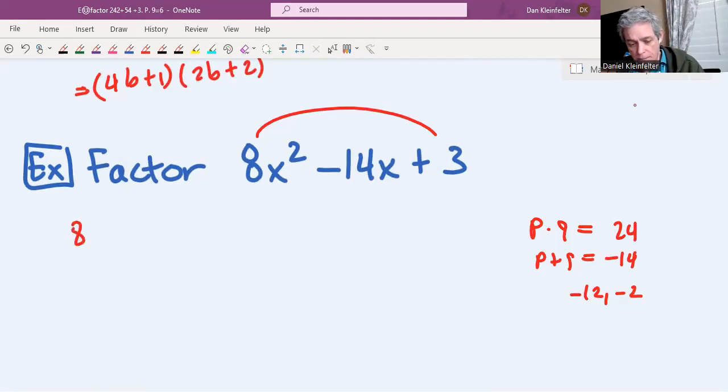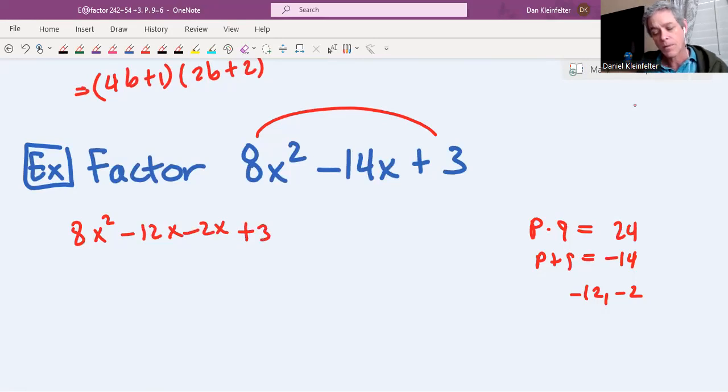So I'm going to split up the middle term. We've got 8x squared minus 12x minus 2x plus 3. Okay, now our first two terms have a common factor of 4x. Let's bring that out. That will leave 2x minus 3. And then the next part, we have negative 2x plus 3. And I need something that exactly matches. So I'm going to factor a negative out so that we'll have 2x minus 3.